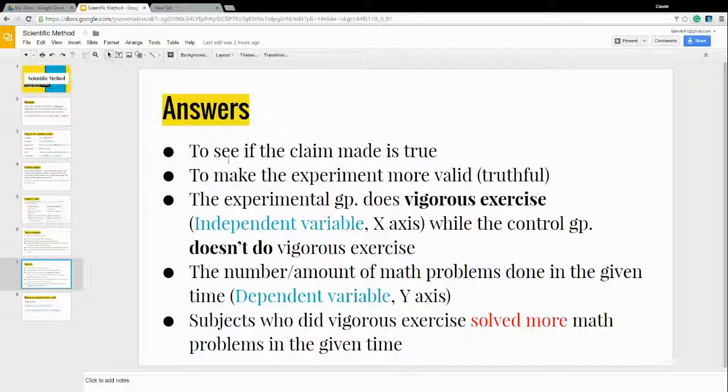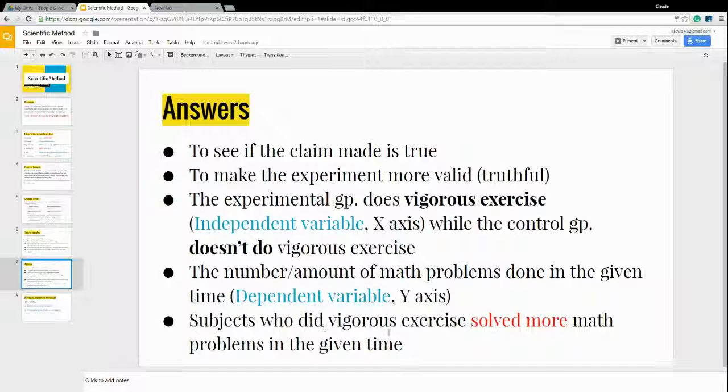Okay, answers. To see if the claim is true or valid, to make the experiment more valid or truthful, the experimental group will do vigorous exercise while, and by the way, see it in blue, that's the independent variable, and the control group will not engage in vigorous exercise. The number or the amount of math problems done in the given time will be the data that goes on the Y. That's the dependent variable, the Y-axis.